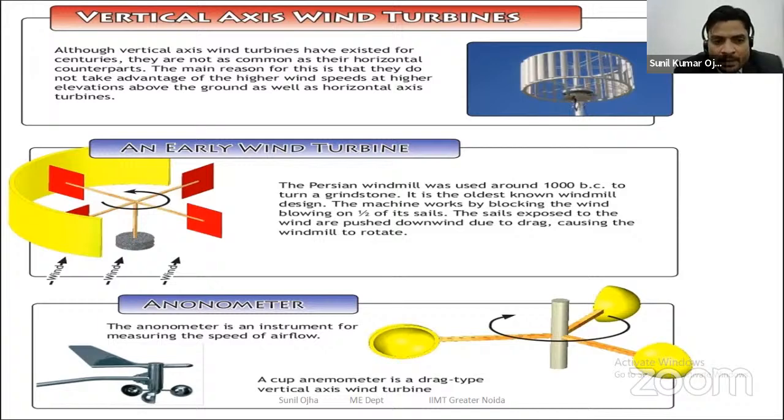Anemometer. An anemometer is an instrument for measuring the speed of airflow. On roofs, we can see them when we need to measure the speed of the airflow. A cup type anemometer is a drag type vertical axis wind turbine. This is the small anemometer we use for measuring the speed of the airflow.